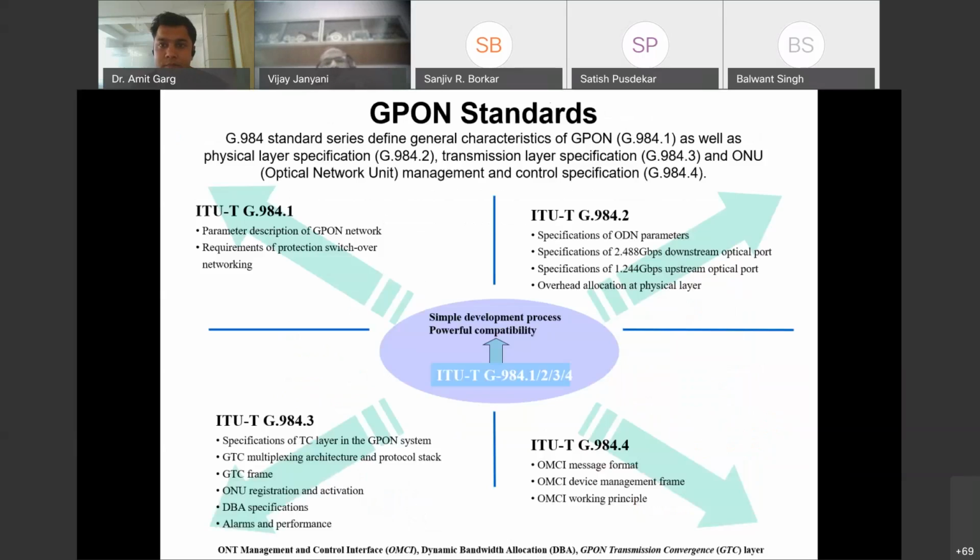So these are GPON standards. ITU-T G.984 is basically the common standard, and then you have G.984.1, .2, .3, and .4. These cover the different aspects of the GPON network, parameter description, and specification of ODN parameters. And then there are various levels. So these are different standards, but mainly this is the standard which defines GPON.